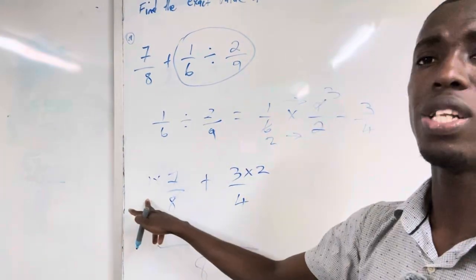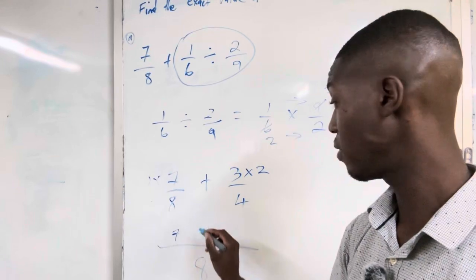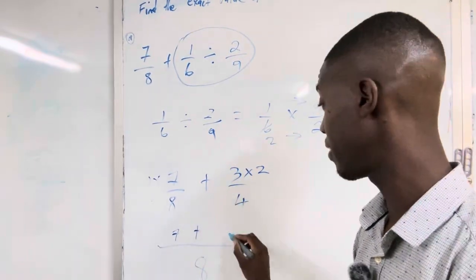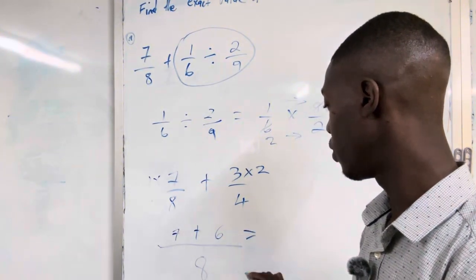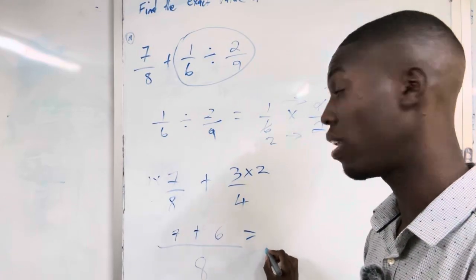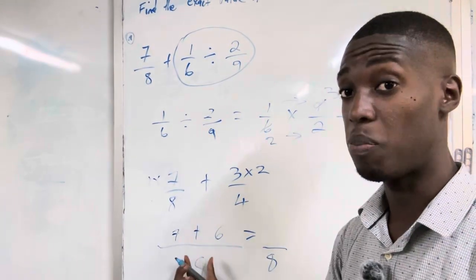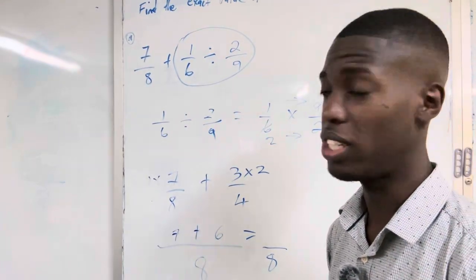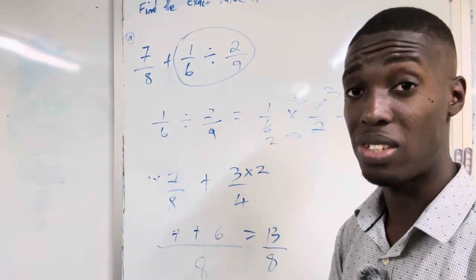So now we have 1 times 7, which is 7, plus 3 times 2 is 6. So we're going to write back our denominator now, which is 8. And then we're going to add the top. 7 plus 6 is 13. So the answer is 13/8.